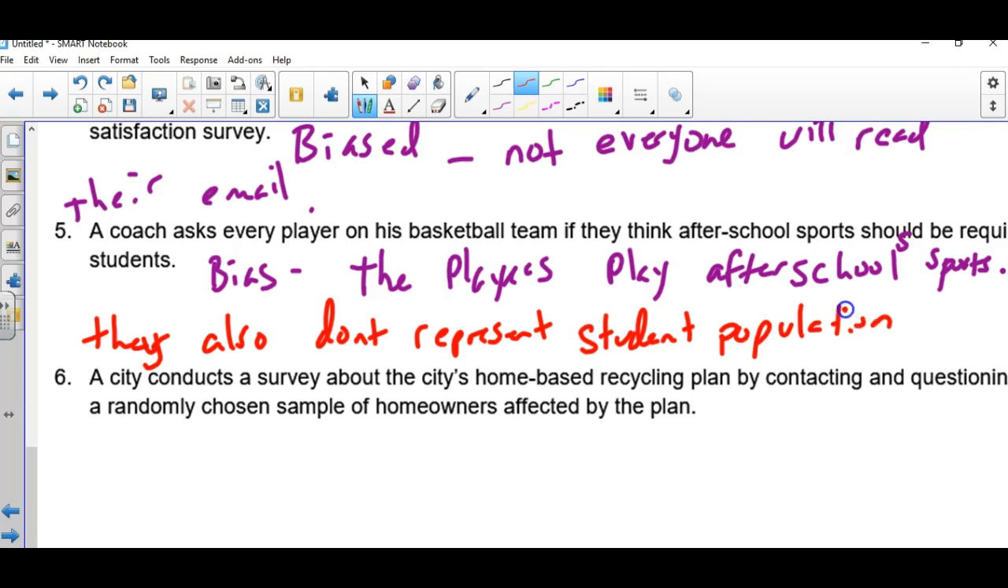All right. They don't represent the student population. Like that's only a small sample. You know, you think about a high school basketball team. How many people are on the actual team, man? 14, maybe.